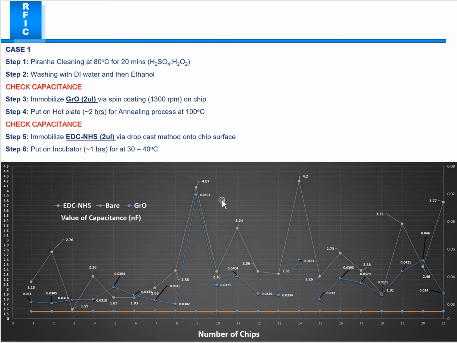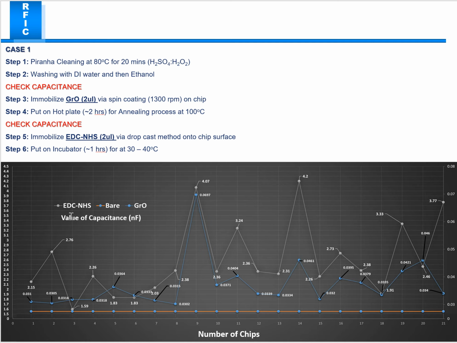the chip is getting constant, because after EDC I found that the same chip, like the graphene oxide, has a value that overlaps onto the EDC NHS value, exceeding the EDC and graphene oxide. So as I mentioned in the table, the value is more than the graphene oxide. It means there is something on the surface and the capacitance automatically increases.